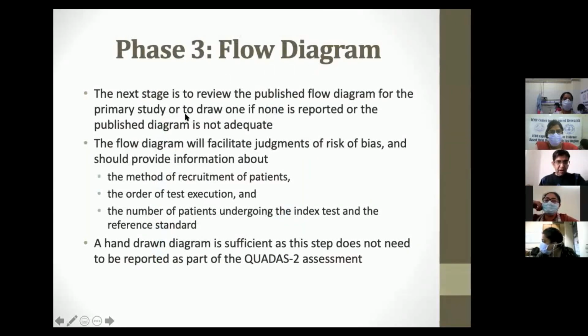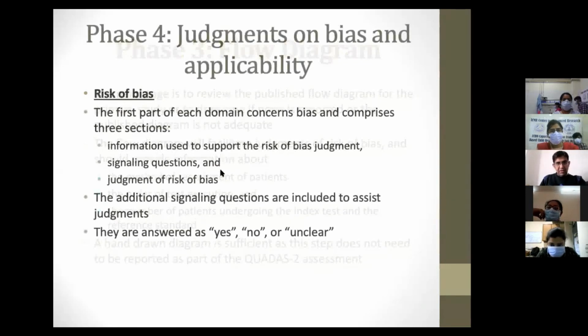Then phase 3 is the flow diagram. So that is to review the published flow diagram for the primary study or to draw one if none is reported. So that means how the patients were recruited, what was the order of the test execution, and the number of patients undergoing the index test and reference standard. Then a hand-drawn diagram is sufficient as this step does not need to be reported. So you just need to draw a flow chart based on your assessment of the study that should have these three components, and then you proceed to apply your QUADAS 2 assessment.